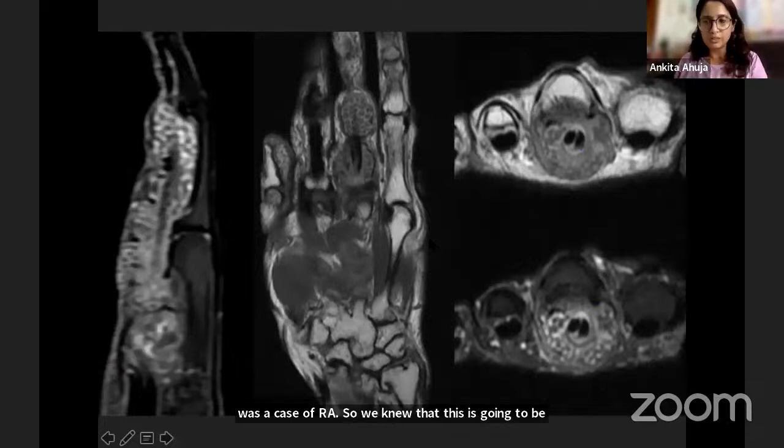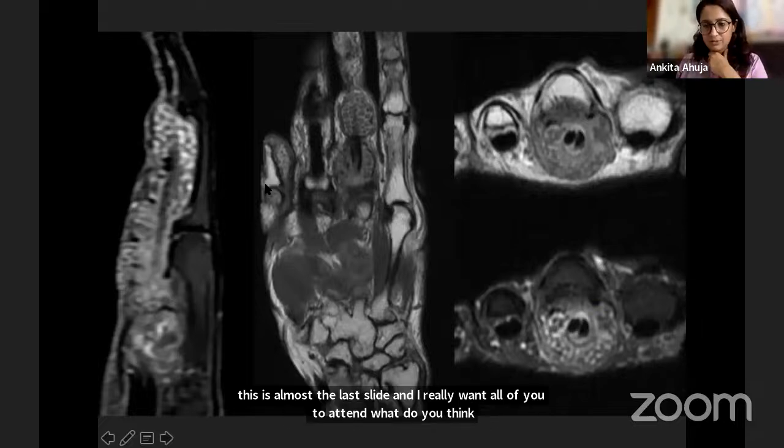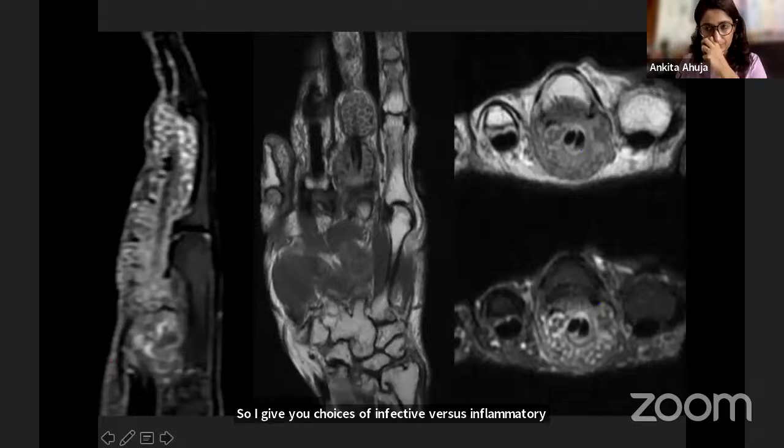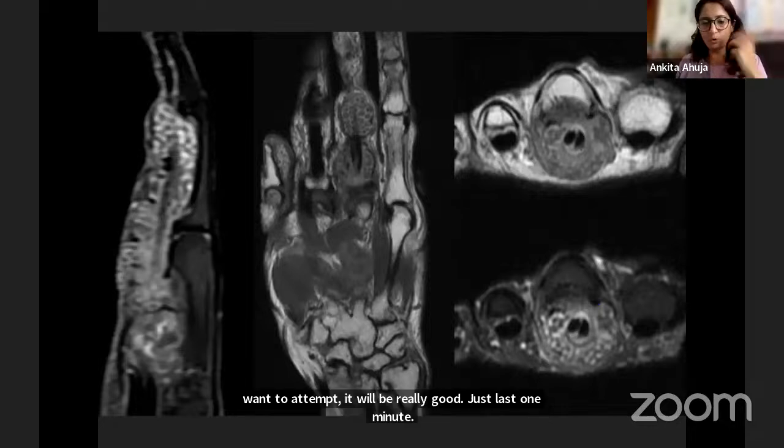Now, this is almost the last slide, and I really want all of you to attempt. What do you think? I give you choices of infective versus inflammatory. I think chat boxes would be active for you. If you want to attempt, it will be really good. Just the last 1 minute. What do you see?